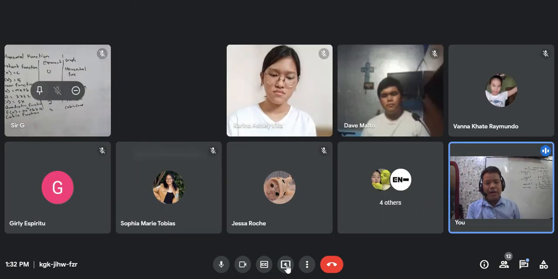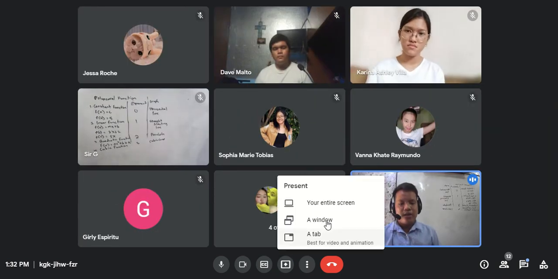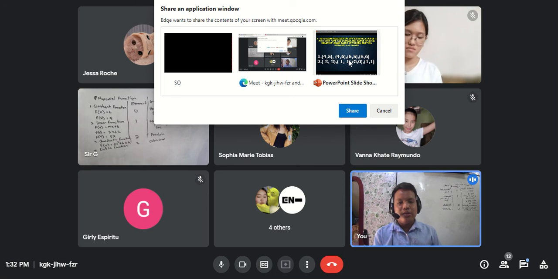So ngayon, dako tayo sa second. Ito, kailangan kong hapyawan ito. Dito na tayo magsisimulang mag-solve. Okay, so wait lang ha.